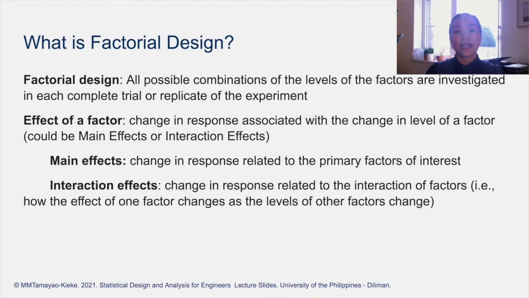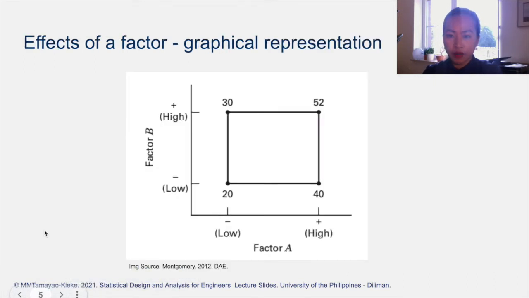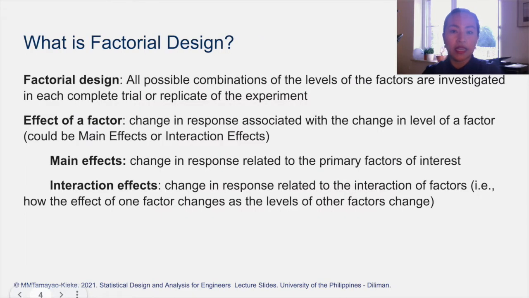A factorial design is one in which two or more factors are investigated simultaneously. In a factorial design, an experimenter varies the factors simultaneously. The experimenter is interested in determining the effect of each factor as well as how the effect of each factor changes as the levels of other factors change. Now, let us familiarize ourselves with some terms.